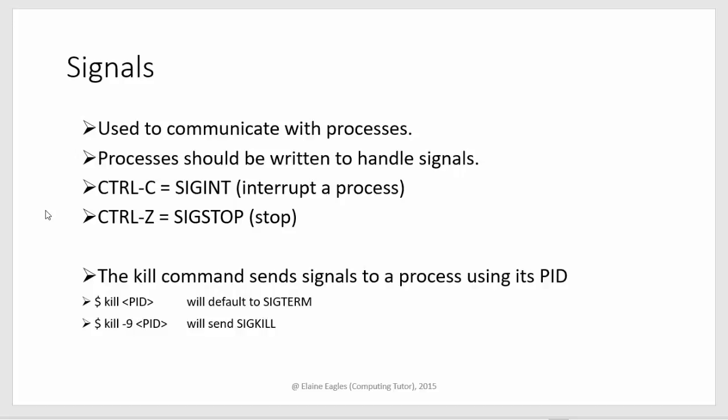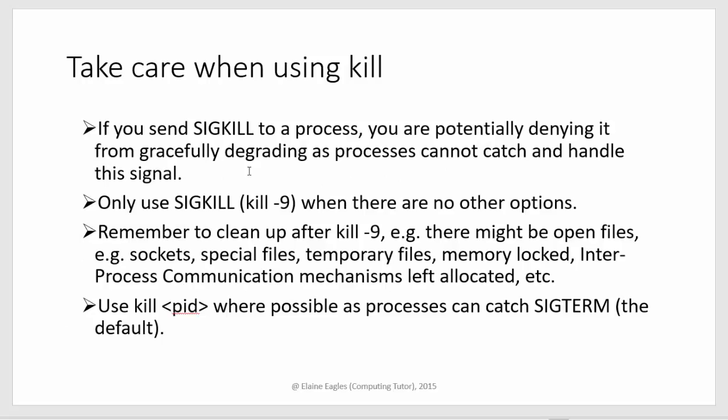or to stop the process, which will still leave the process there, but it'll just leave it stopped with Control Z, you might need to kill it. Just be aware that using kill -9 will actually cause problems, because SIGKILL, which is kill -9, does leave a program unable to catch the signal and therefore deal with it. So it could actually leave open files, sockets, special files, temporary files, memory that's still locked, IPC mechanisms left allocated, and so on. So use kill on its own where possible.